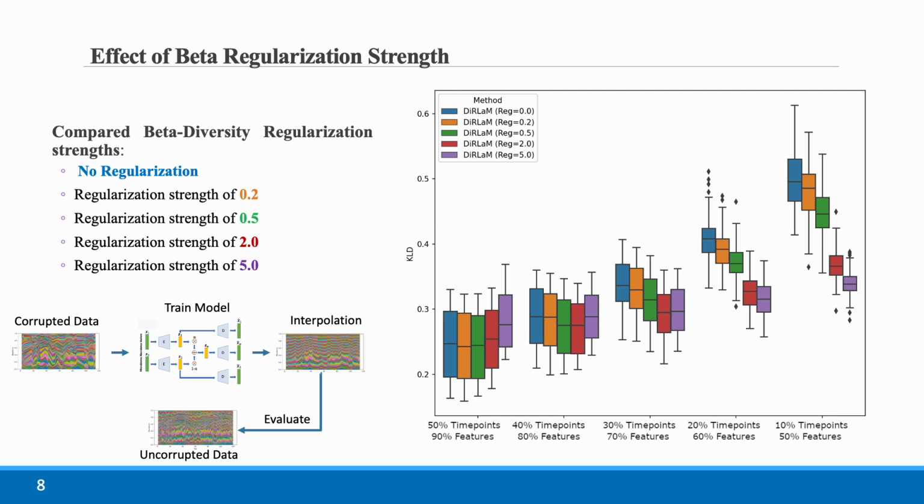What we observed is that a stronger regularization improved interpolations in higher corruption settings by penalizing large changes in microbiome shifts, but it could also be detrimental in lower corruption settings. Since we cannot know how much noise truly is in the data, we select a value of 2 for future benchmark comparisons.